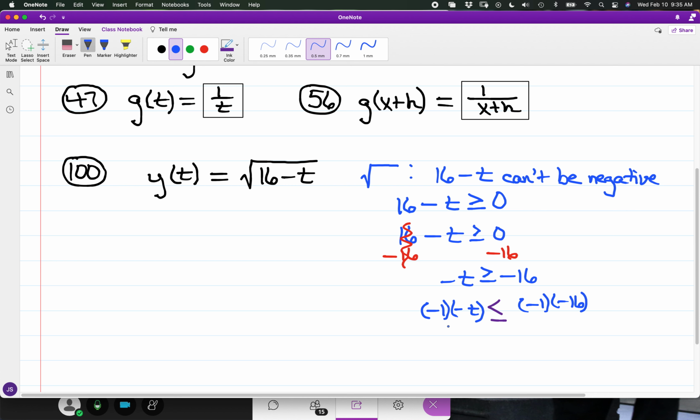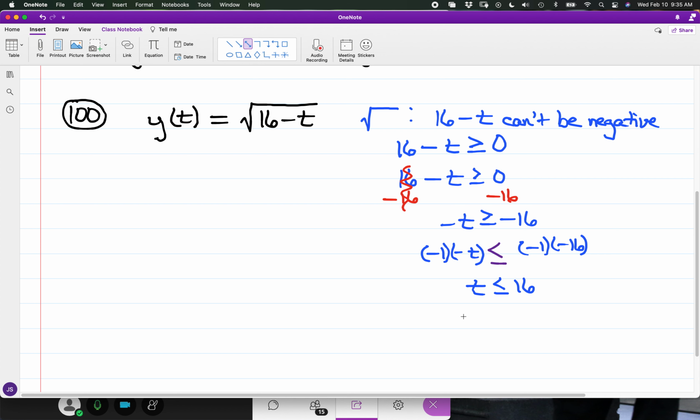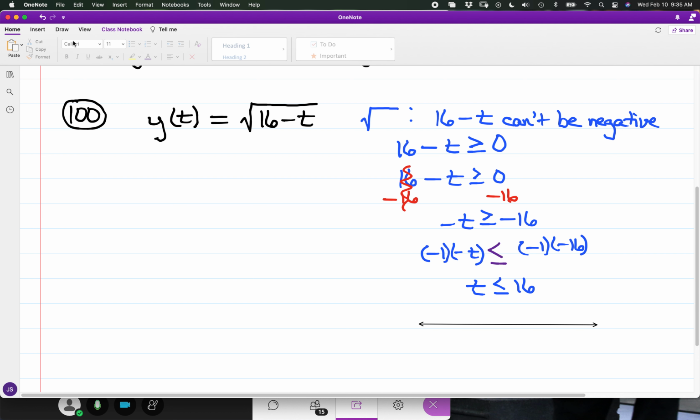So for this outcome, on the left-hand side we have t, and t is going to be less than or equal to 16, and we're expressing the domain in interval notation. Conceptually, we have t less than or equal to 16.